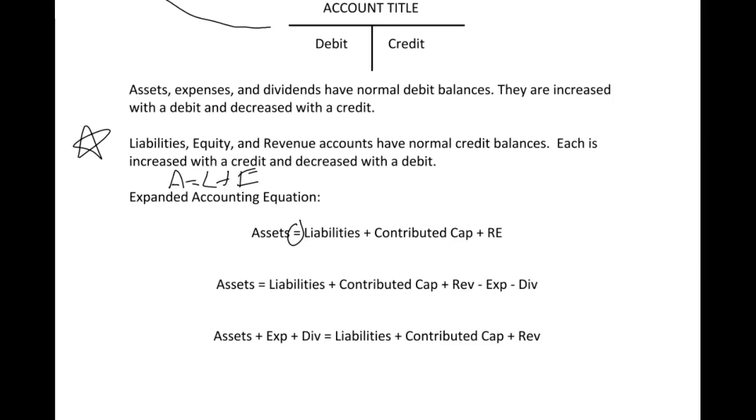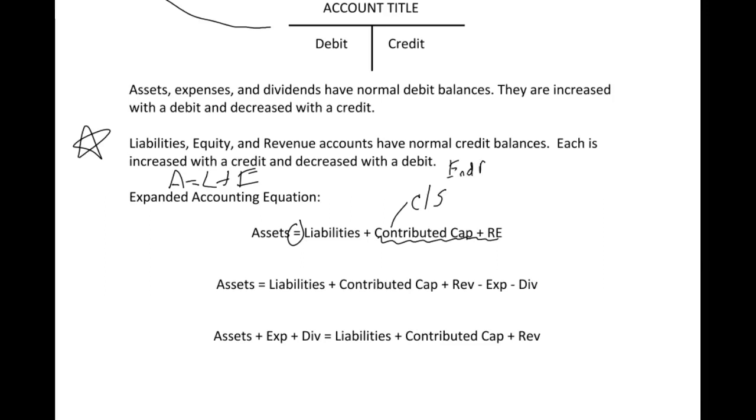All right, so all I did here was just expand out the equity section of the accounting equation. When you think about contributed capital, that just means our common stock accounts, additional paid-in capital accounts, and things like that. When you think about retained earnings, let me see if I can squeeze this in here.